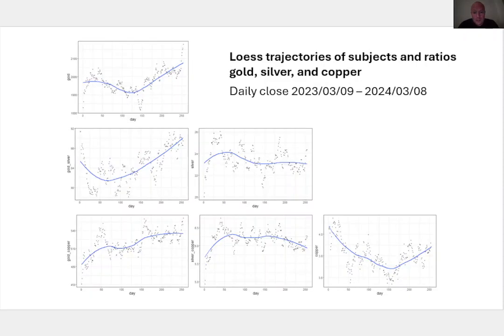Next, we see here on the diagonal the lowess regression trajectory of each of the three metals, and off diagonal the lowess regression trajectory of each of the three ratios of metal pairs. What we see here, first of all, is a clear uptrend in gold. And we also see somewhat of a recovery in the copper price after a clear downtrend in the first half of this 1 year time window. And given that silver is flat to down, well, the gold to silver ratio has been going up most of the year in favor of gold.